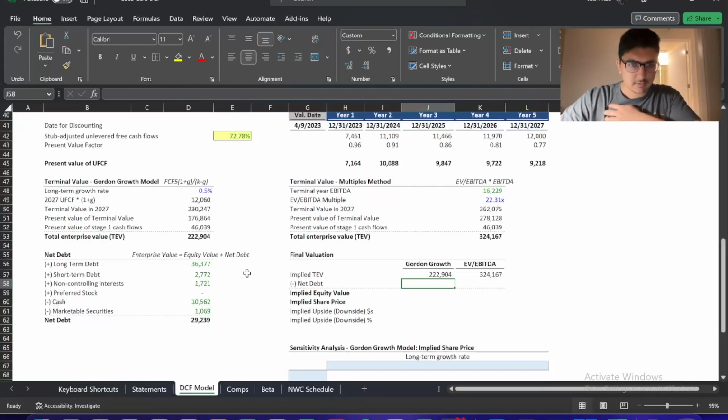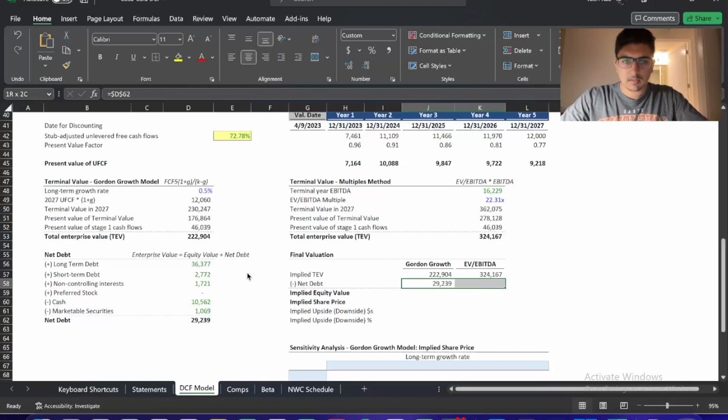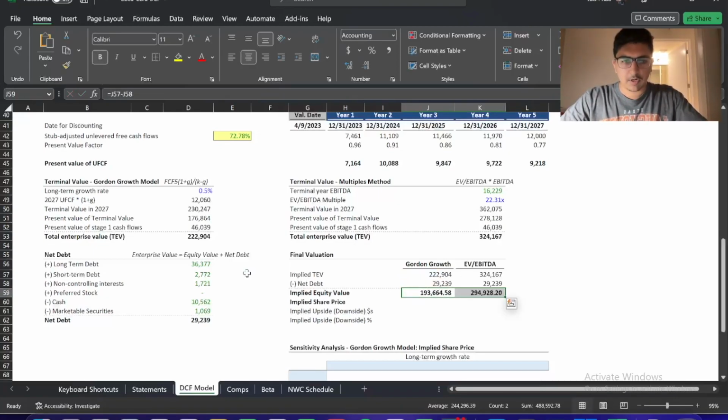Okay, it's not doing it. That's totally fine. Our net debt is right here, F4, because that's going to be the same in both. And we can subtract our net debt from our total enterprise value to get our implied equity value. Noticing that they're very different right now, but that's totally fine. So now what is our share price?